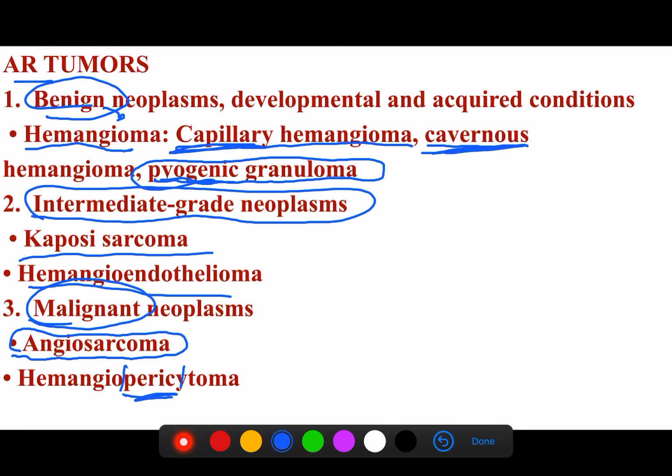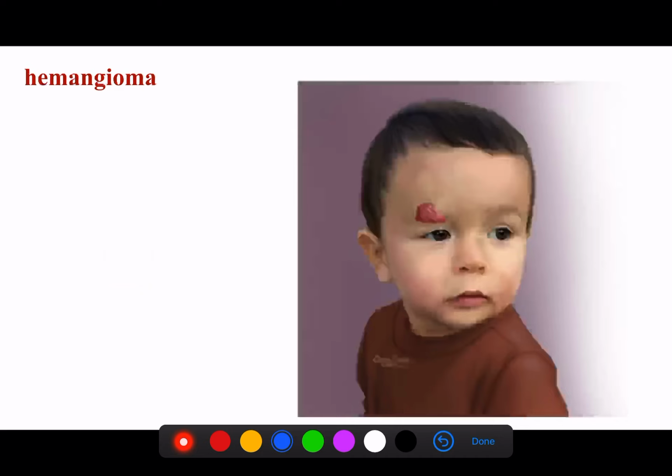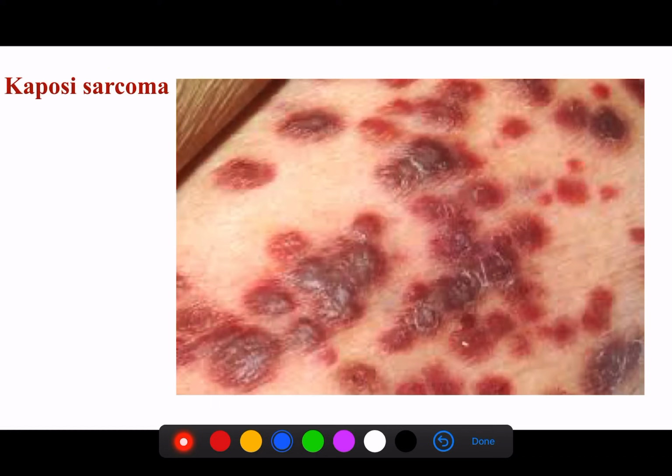hemangiopericytoma, which occurs with pericytes within the endothelial wall. Here is a picture of a hemangioma. Which type, cavernous or capillary, we don't know. Both of them have the same gross lesion. This intermediate type of tumor is Kaposi sarcoma.